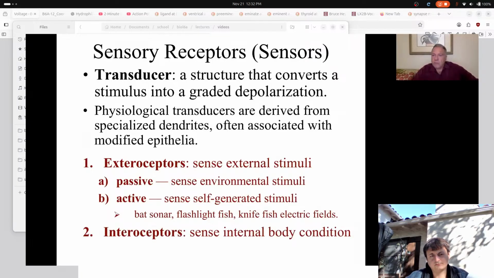And then there are interoceptors where your body is responding internally. So again, we have all these homeostatic mechanisms in our body. We need to be able to perceive what's going on in our body. So interoceptors sensing the internal environment of the body. So that's one way to characterize transducers. Are you responding to external signals from the environment, external signals from the animal changed by the environment, or internal signals?